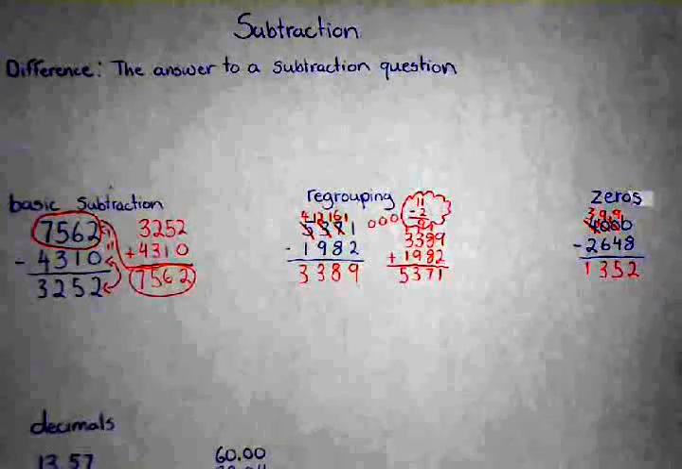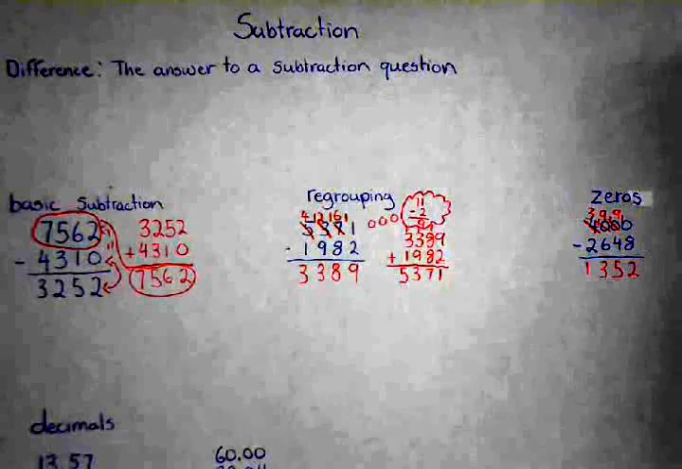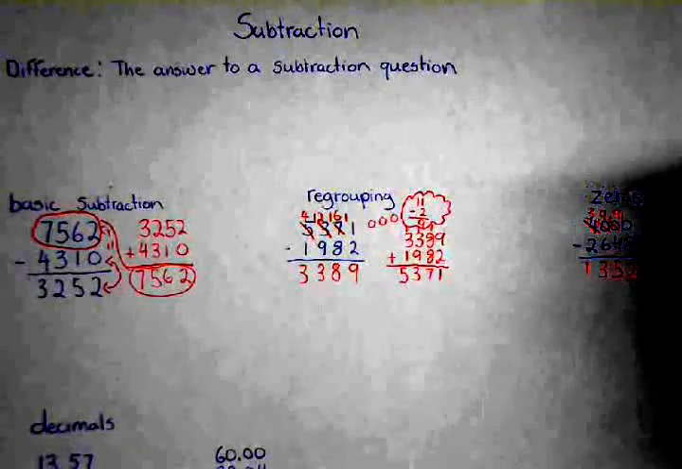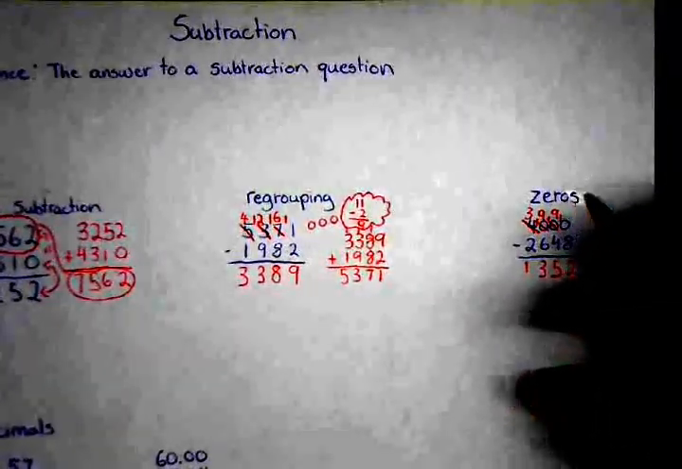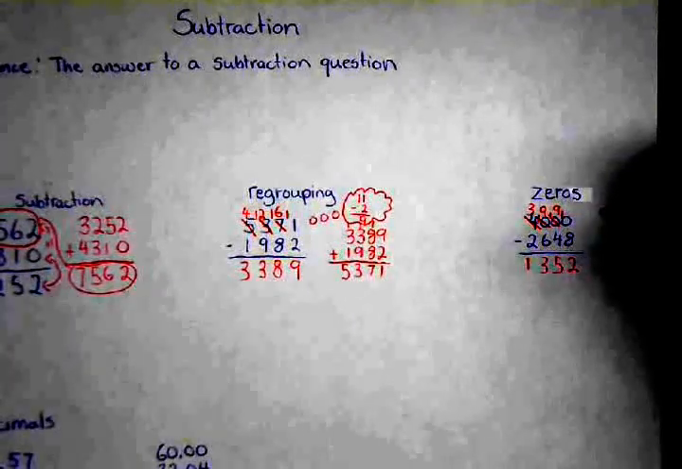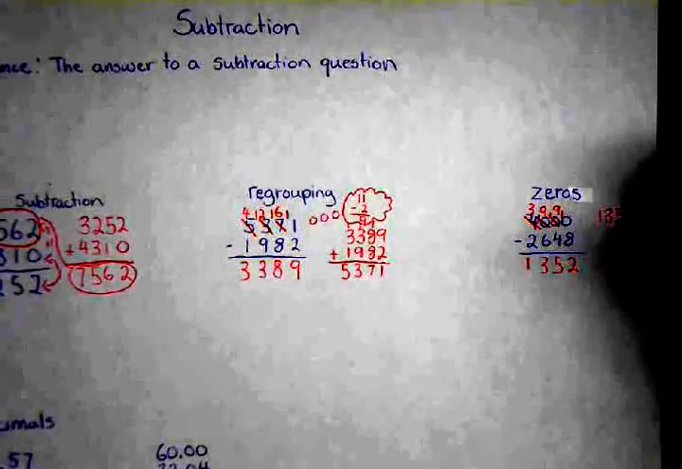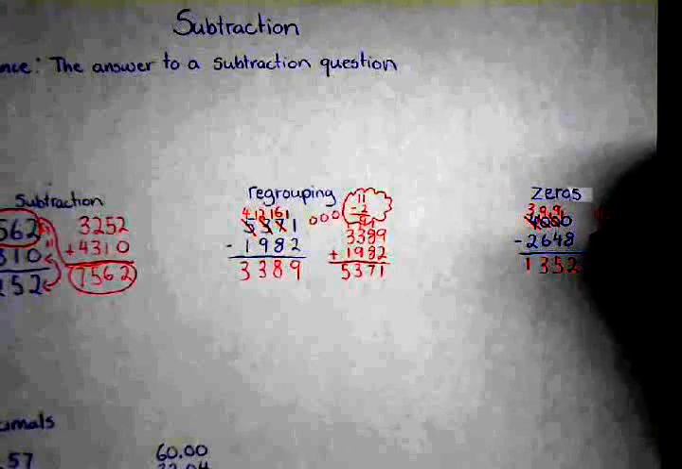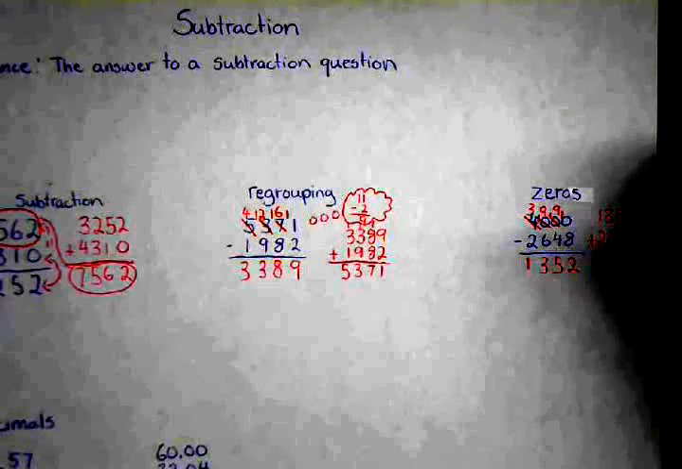Now, just like anything else, we could always check to see if this is correct. So we're going to reverse it down to 1,352. And we're going to add 2,648.